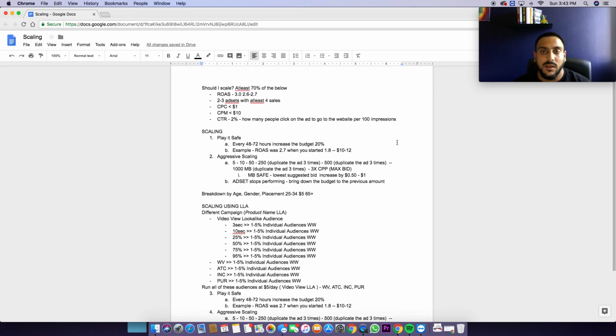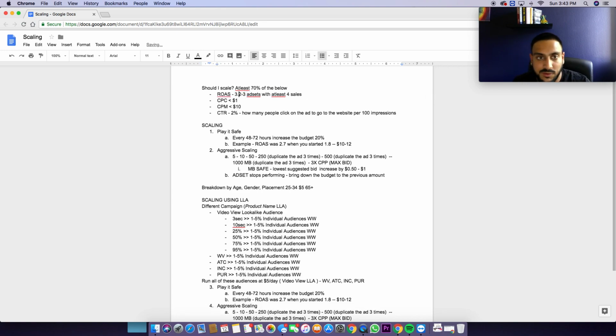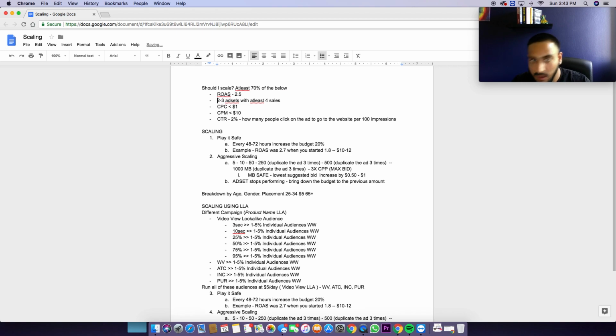So this is what you should be looking at before you even decide to bump up the budget or before you even decide to scale the product. Most important thing is the ROAS. Make sure that it's over 2.5. But that really depends on the product too. So just use your own brain and think about it: are you still profitable? Are you making at least $10, $15 per sale? If you are, then you should be okay to scale, because once you scale, your CPP is gonna go up a few dollars, right?